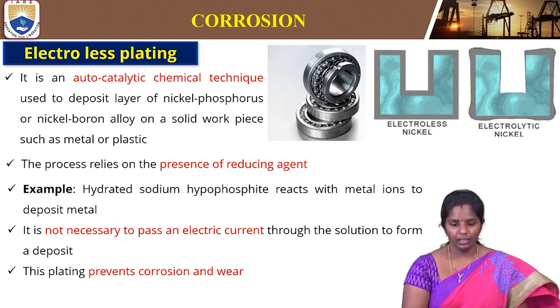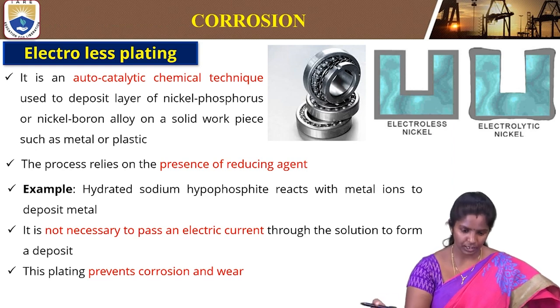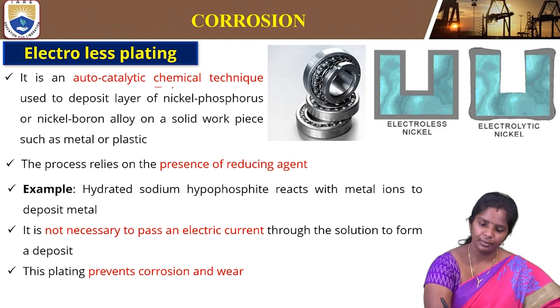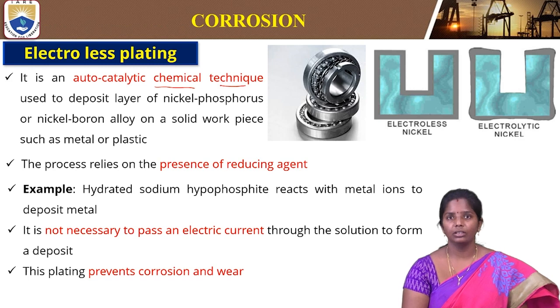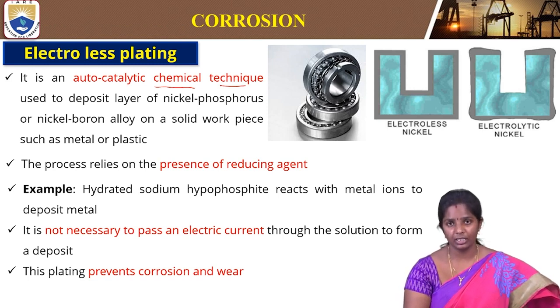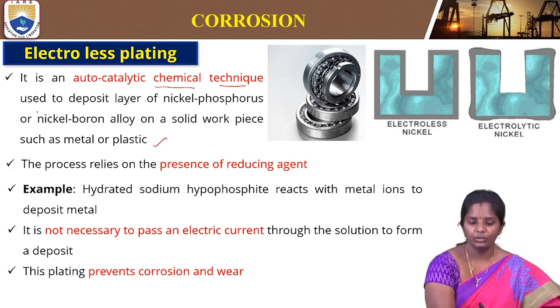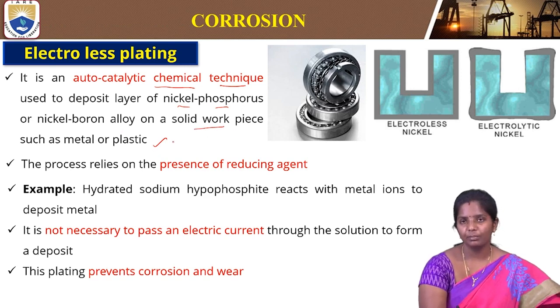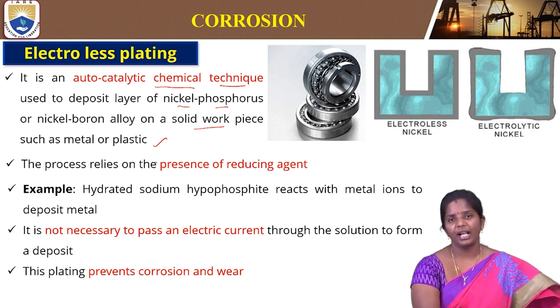Then electroless plating. If you see the other application, the mode of corrosion resistant coatings is electroless plating. It is an autocatalytic chemical technique wherein, without electricity, we can coat the metal with another metal. It is used to deposit a layer of nickel phosphorus or nickel boron alloy on a solid workpiece of metal or plastics. Because we are not applying any current, even plastic can be coated with this type of method.